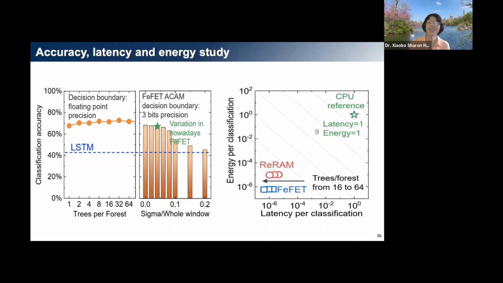But MTJs actually have their own challenges because their TMR ratio is relatively low compared to RRAMs and FeFETs. It'll be hard to implement ACAMs and MCAMs. So they're good choices for TCAMs. So all these are very, very interesting design choices.